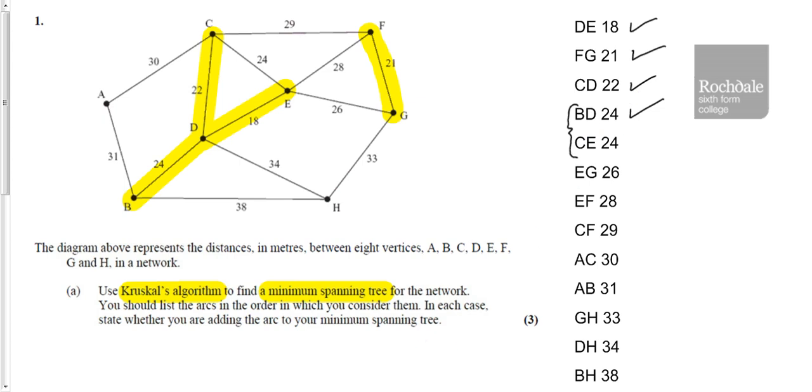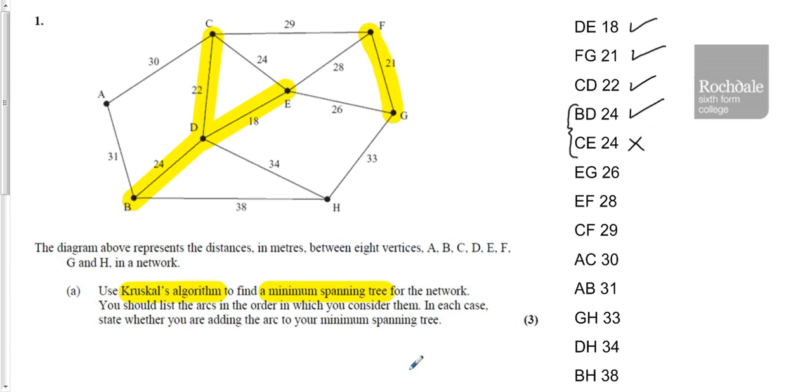The next one is CE. So there's C, there's E. However, if I added CE to my tree, then I have a cycle from C to D to E back to C. That's what we call a cycle or a circuit. So therefore, I'm going to reject CE. I could either write the word reject or just, quicker to put a cross.